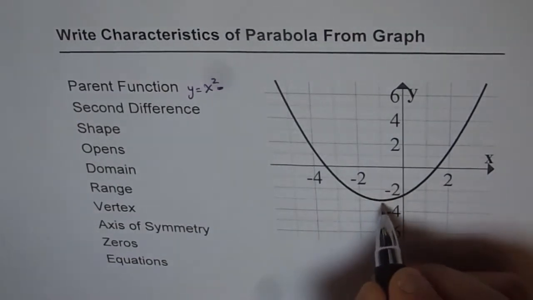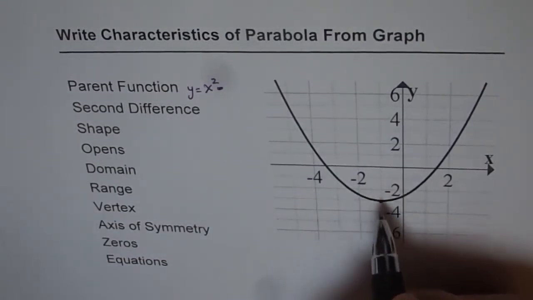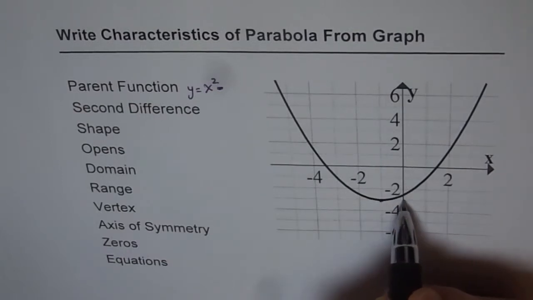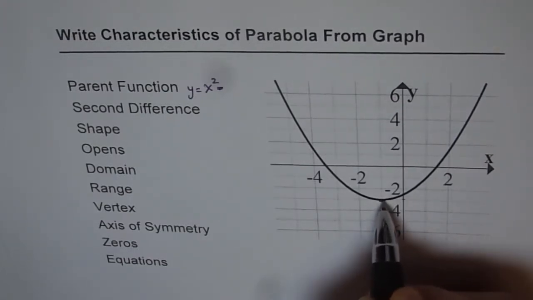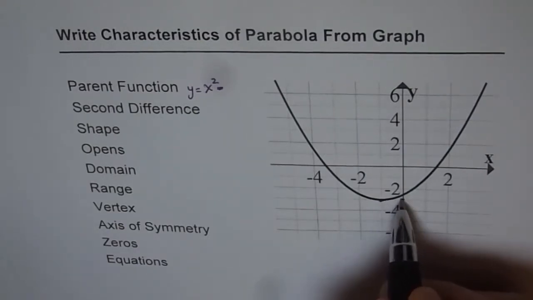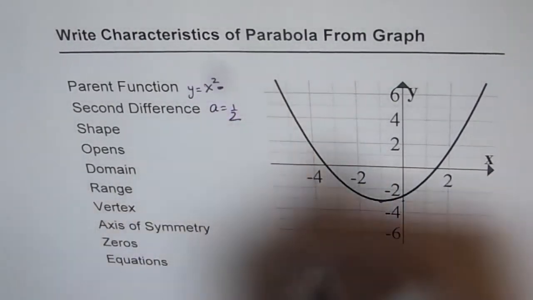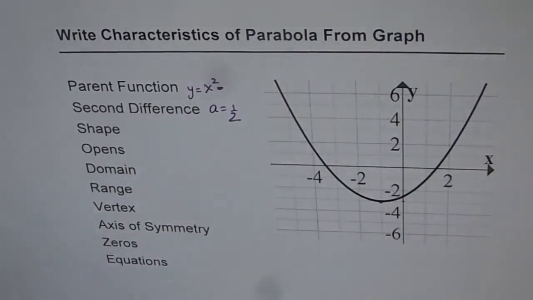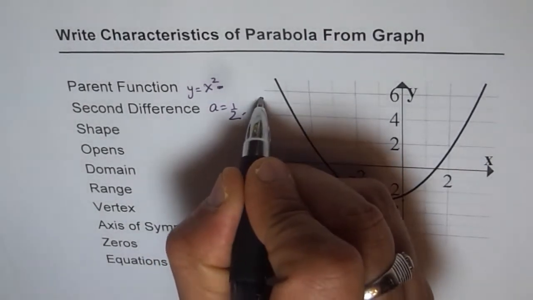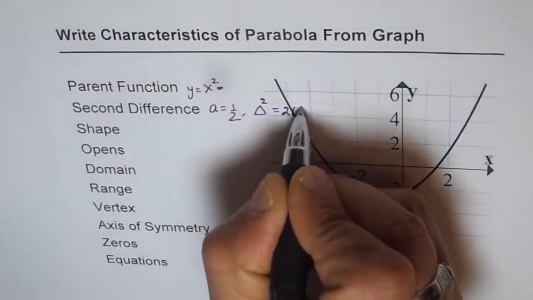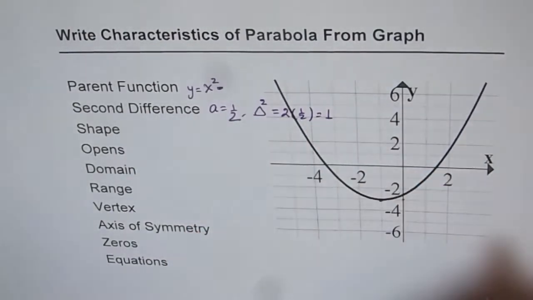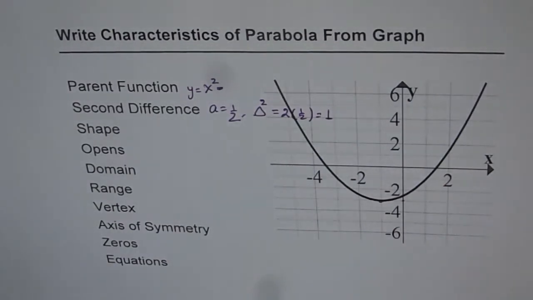Second difference. To find that, let's go to the vertex and see. If you move 1 unit to the right, how much do you move up? You're moving up by half in this case. So the a value is half, and since you move upwards, it is positive half. Second difference for parabola is twice a. The second difference is equal to 2 times half, which is 1. So in this case, the second difference is going to be 1.